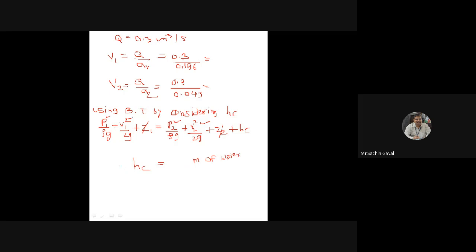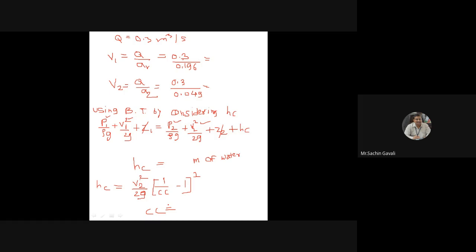Then HC is equal to what? We do not know the CC value, therefore HC is equal to V2 square divided by 2g, in bracket 1 upon CC minus 1. HC is known, V2 square is known, and CC is the unknown. Now I want the answer from you. This is the structure of the numerical.